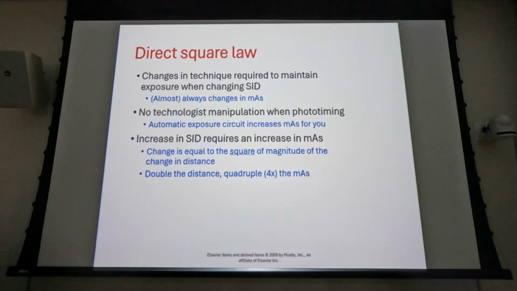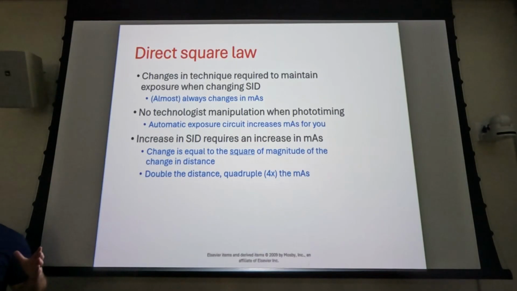That maintains your image receptor exposure. So it's going to be mass. If you are phototiming, you don't have to do anything to work out the direct square law. The phototimers take care of it for you. And it is because of the inverse square law that we have to apply the direct square law.